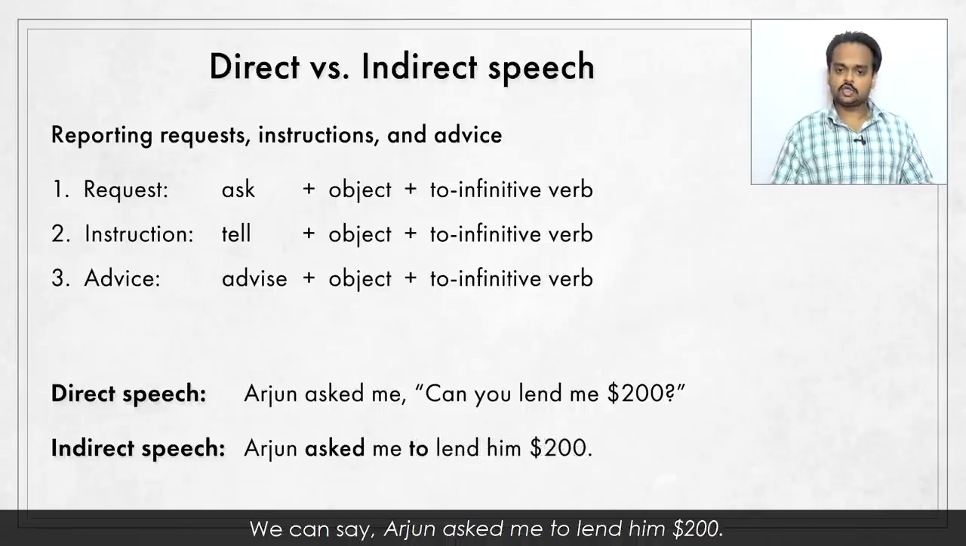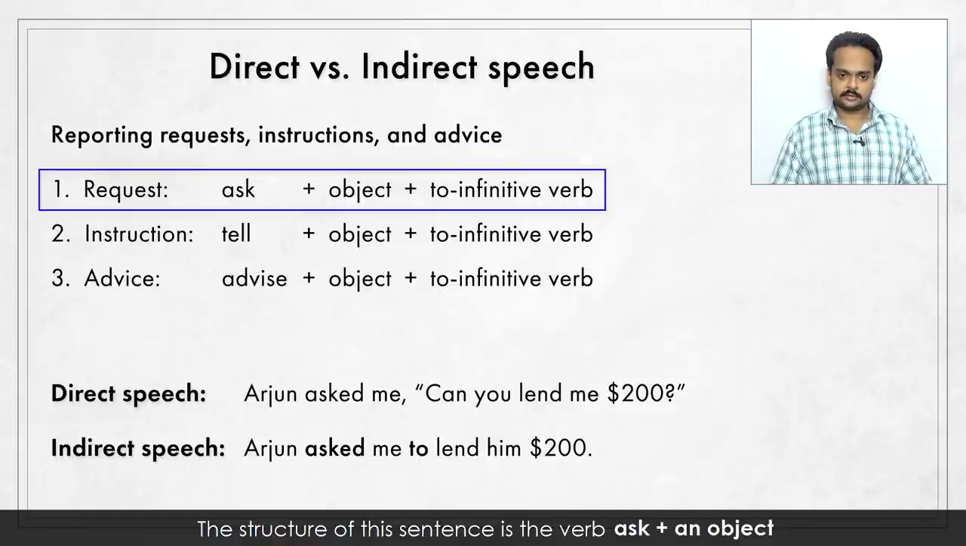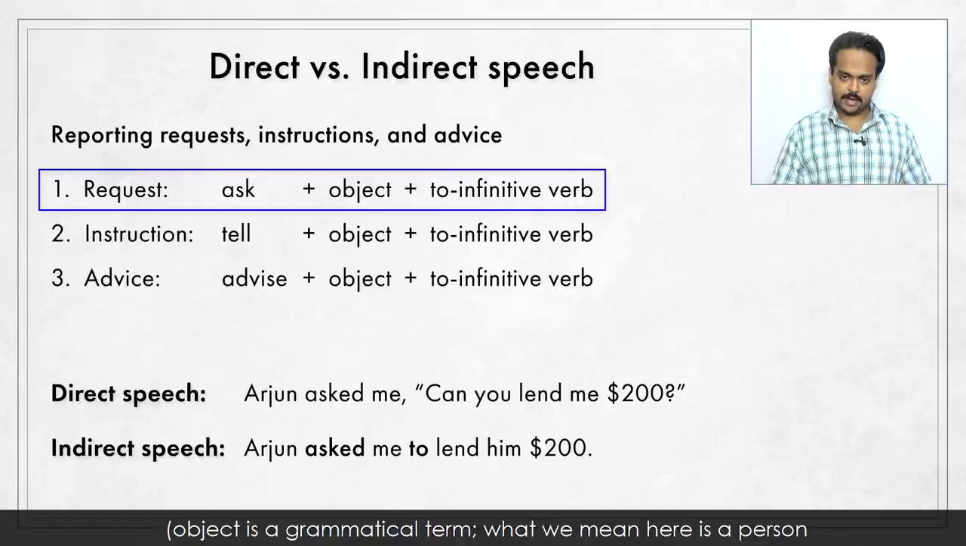We can say, Arjun asked me to lend him $200. The structure of this sentence is the verb ask plus an object. Object is a grammatical term.